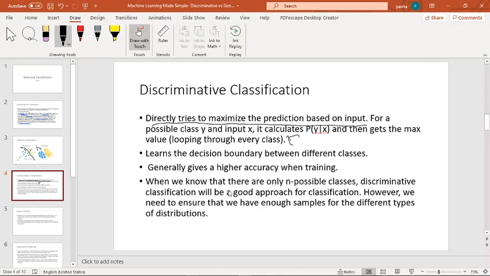And it has been found in some papers that discriminative classification actually tends to work better. In terms of training, it tends to have a lower error and a higher accuracy. And I will be linking discussions below. You can always refer to the papers where they talk about this.